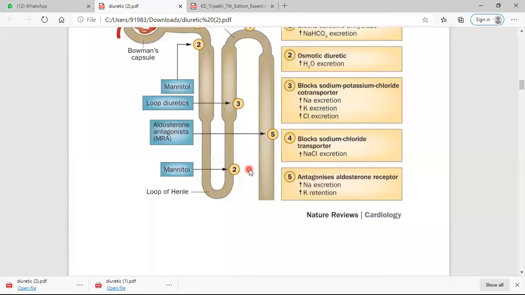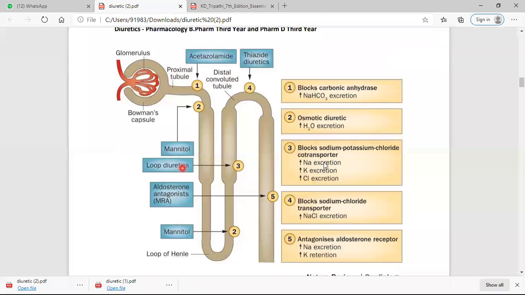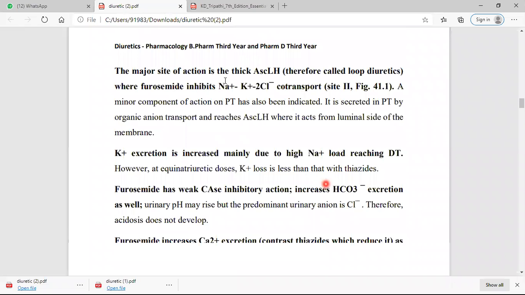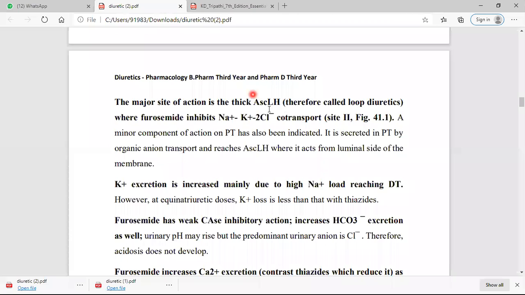Here also you can clearly see that loop diuretics block the sodium, potassium and chloride co-transport, so they cause sodium, potassium and chloride excretion. The major site of action is the thick ascending loop of Henle, hence it is called the loop diuretic. It inhibits the sodium potassium chloride co-transport system. Potassium excretion increases due to the high sodium load in the distal tubule. Along with the sodium loss, it also causes potassium loss, and hence the adverse effect of this drug is hypokalemia, because potassium excretion occurs.